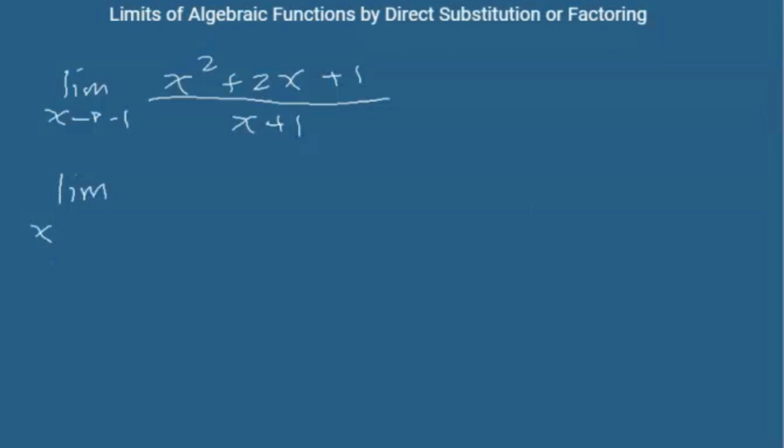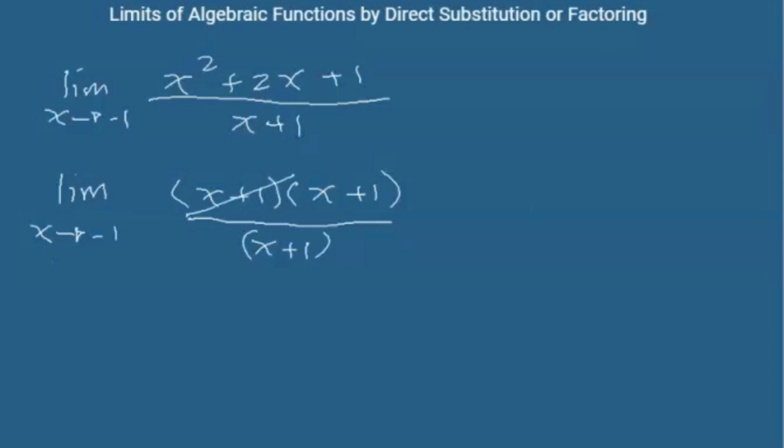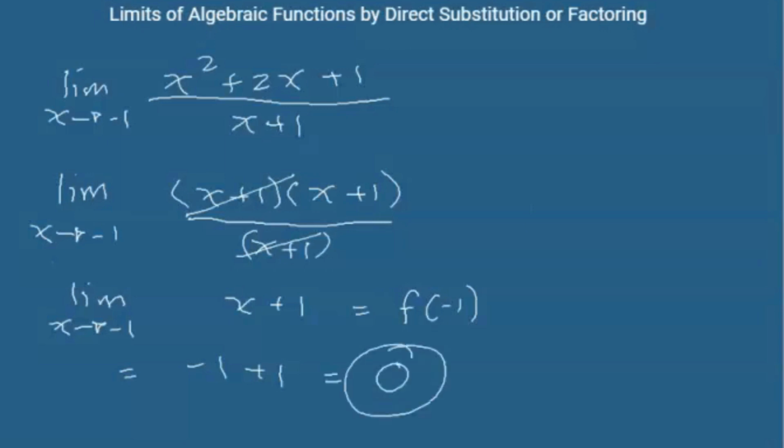So this is the limit as x approaches negative 1. The factor of x squared plus 2x plus 1, this trinomial, would be x plus 1 times the binomial x plus 1 over the denominator x plus 1. As you can see, we can cancel this out. So this will be simplified into the limit as x approaches negative 1 of x plus 1. In this case, now we can substitute f of negative 1. So this would be negative 1 plus 1. So the answer is 0.